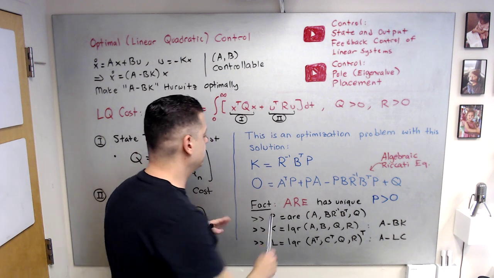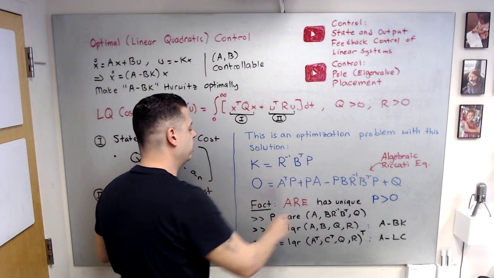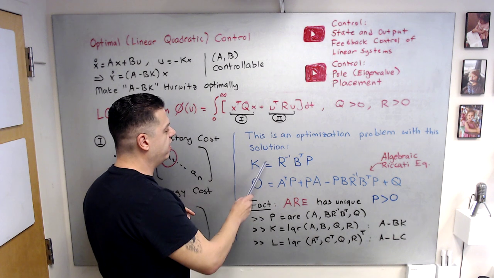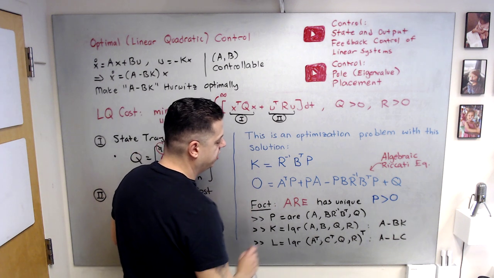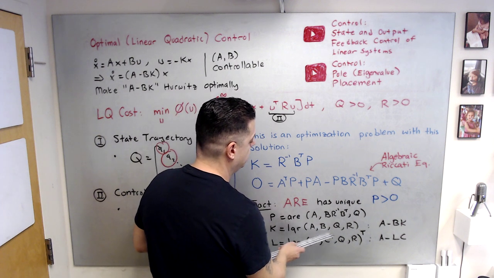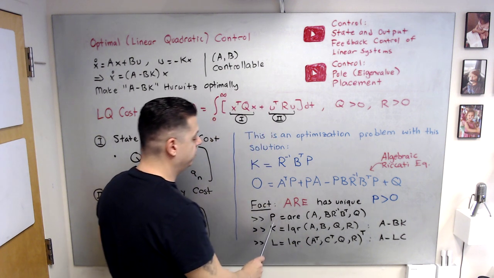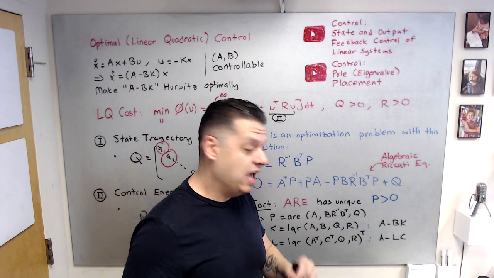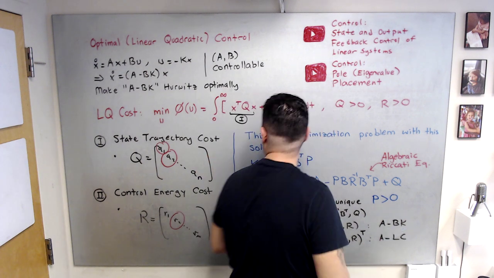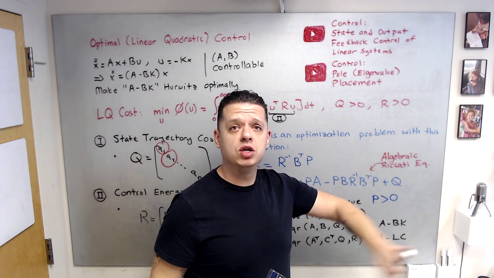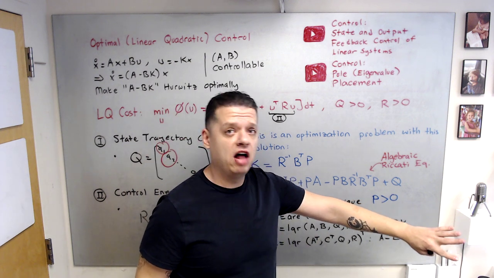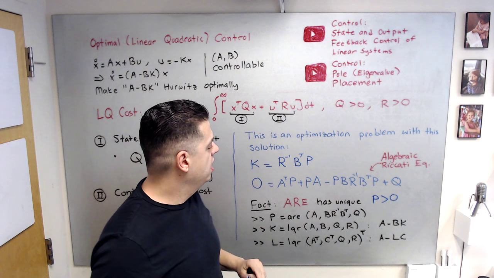If you would like to skip this algebraic Riccati equation process, if you directly want MATLAB to give you the gain K, use the linear quadratic regulator command. Put your A, put your B, Q and R matrices. It will give you a gain matrix K that will make A minus BK Hurwitz. All eigenvalues will be on the left half plane of the complex plane.